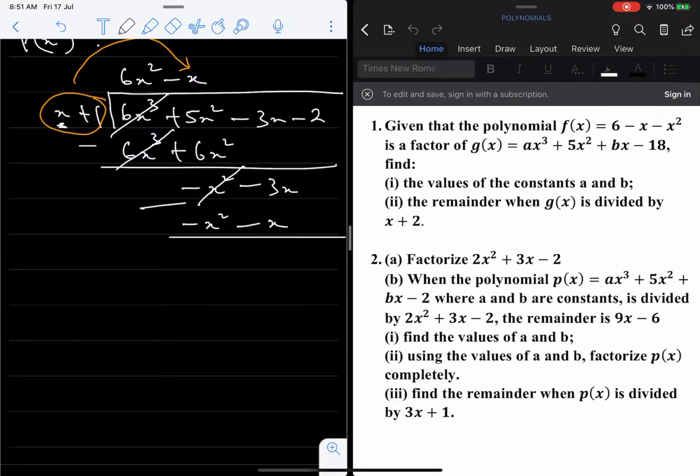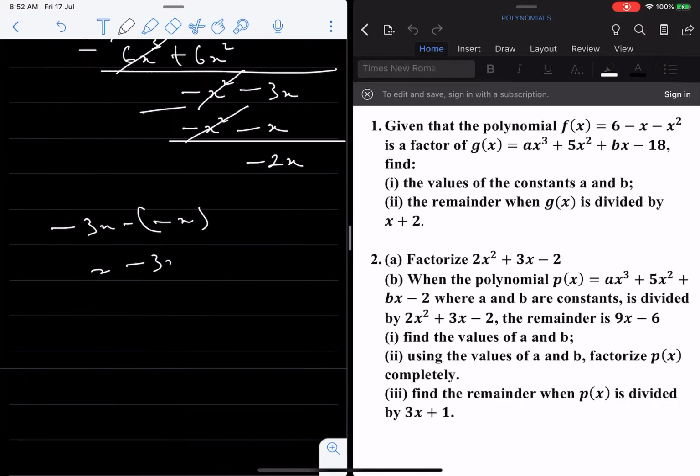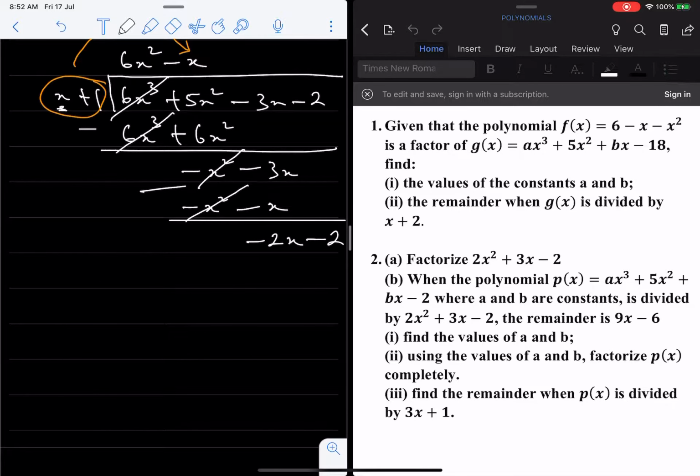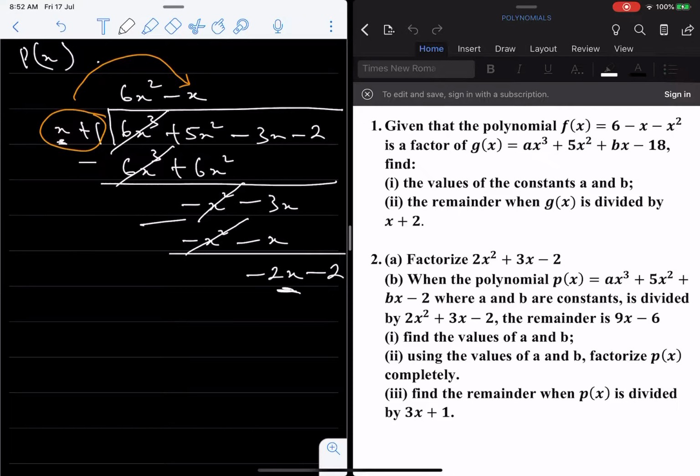Minus x squared minus x squared is 0. Minus 3x minus x is minus 2x. That's clear. Minus 3x minus x is going to be minus 3x plus x, which is minus 2x. So we bring down the next term, which is minus 2. Now, minus 2x divided by x is minus 2.